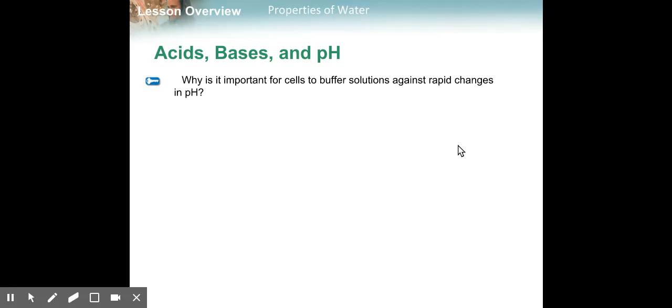Acids and bases. It's pretty important for your cells to keep a constant pH. If the pH changes too drastically, you're probably going to be in a hospital. That's a problem sometimes for diabetic people.